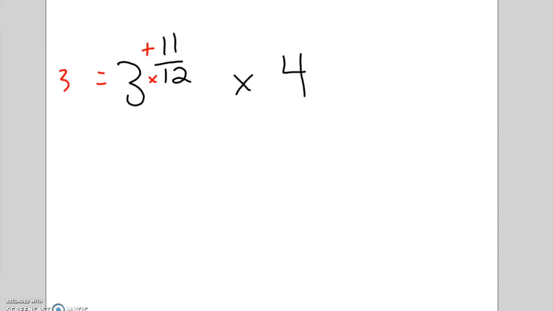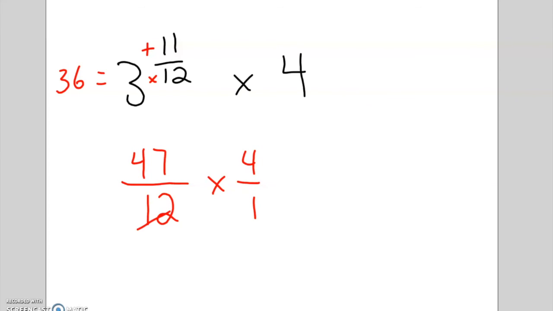Last one. I think it's a doozy. Maybe it isn't. We'll see. All right. Push play when you have it. Times plus. So that is 36. 36 plus 11 is 47. And the bottom stays the same with 12 times 4 over 1.